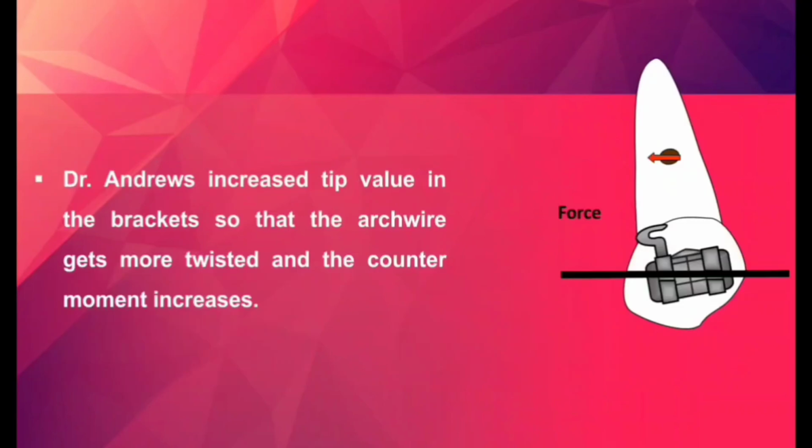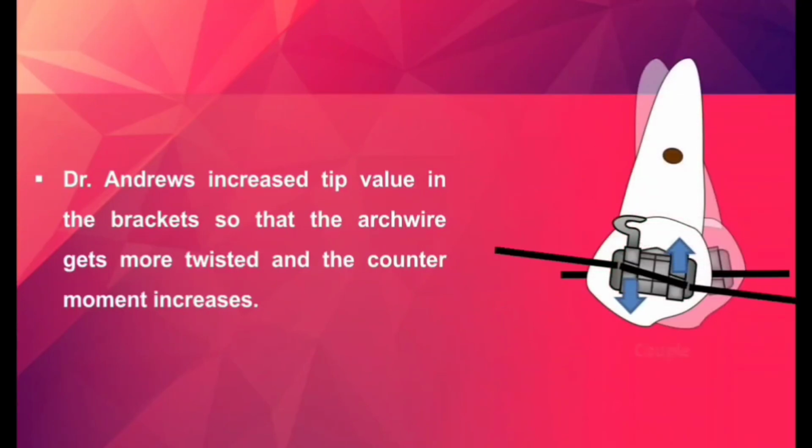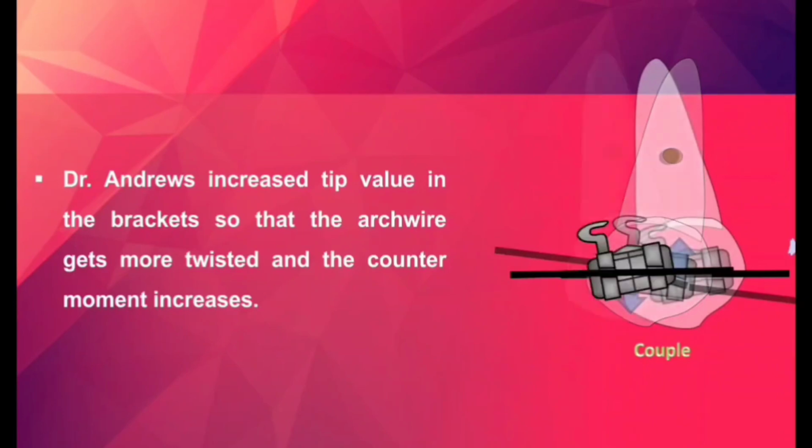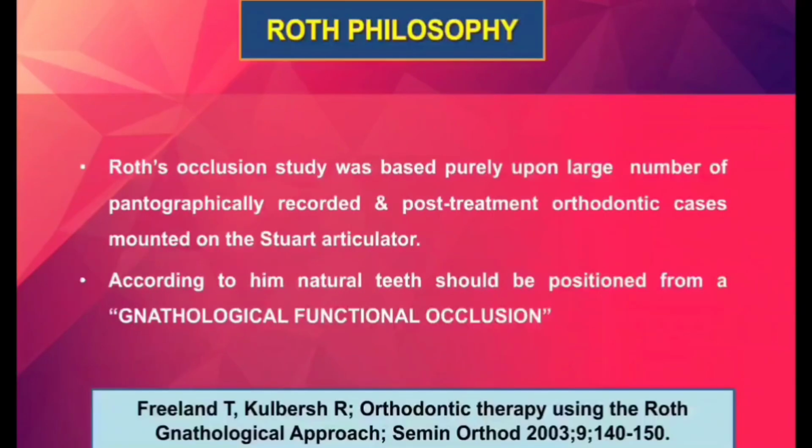And Dr. Andrews increased the tip value in the bracket so that the archwire gets more twisted and the counter moment increases, mainly in extraction cases. Here we can observe the twisting of the archwire. So the moment of couple is increased, leading to root movement. Now coming to the Roth philosophy, which is the second generation of pre-adjusted edgewise appliance.